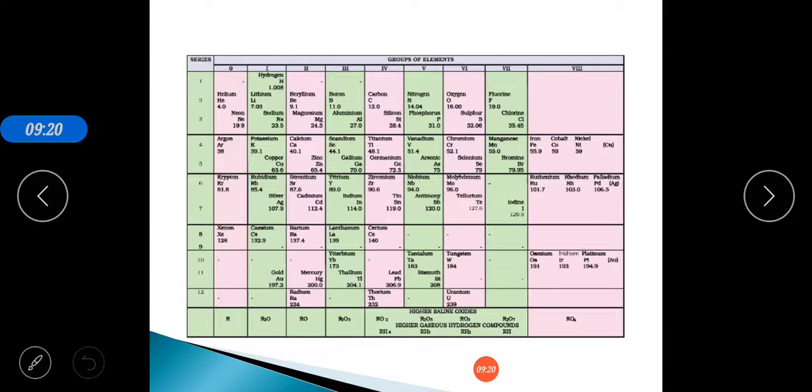This is the modified Mendeleev periodic table with groups 1 to 8, and group 0 inserted later on. Groups 1 to 7 are divided into 2 subgroups. You can see this is the A subgroup, this is the B subgroup.